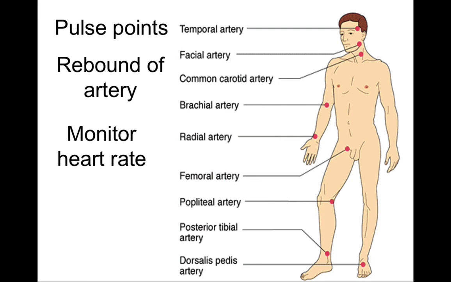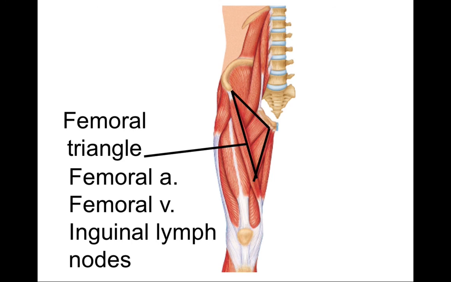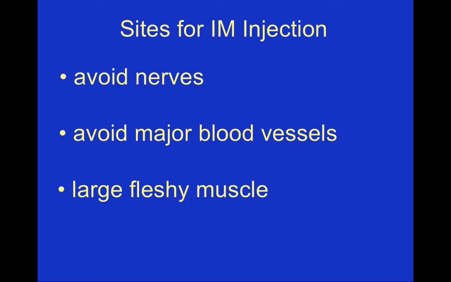Each of these pulse points can be used to monitor the heart rate as we palpate for the recoil of blood in the vessels. Another very fun anatomical structure is the femoral triangle. The femoral triangle can be found here coursing along the sartorius and up the adductor longus muscle. This is where we're going to find clusters of inguinal lymph nodes, and we'll also find the femoral artery and the femoral vein passing through the femoral triangle.